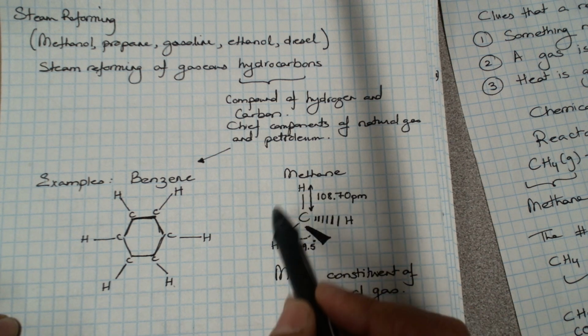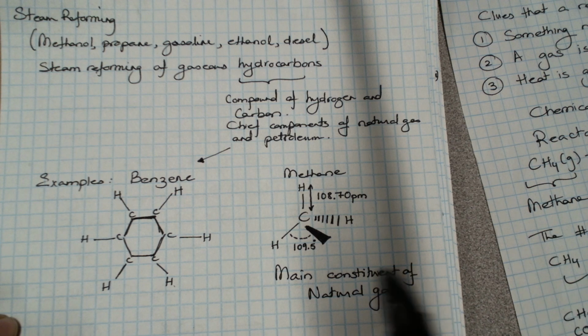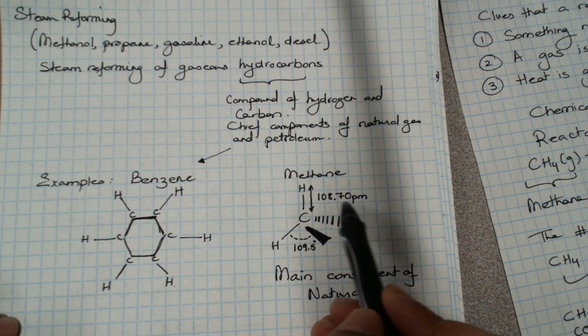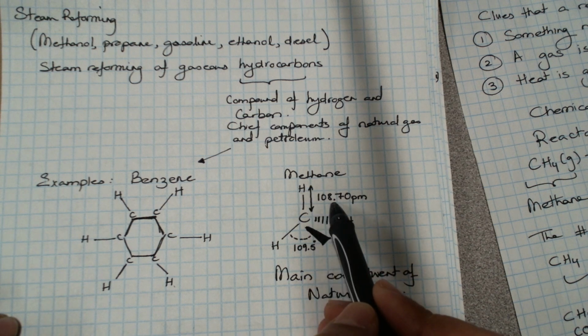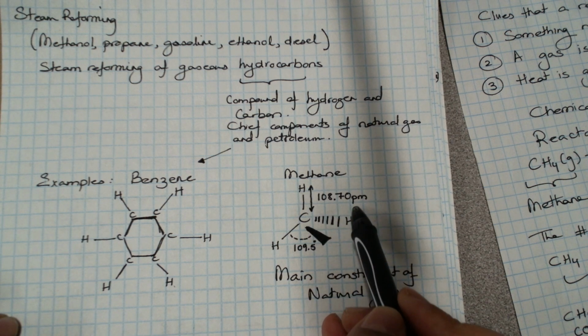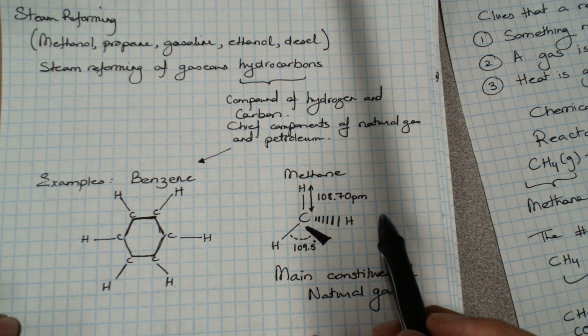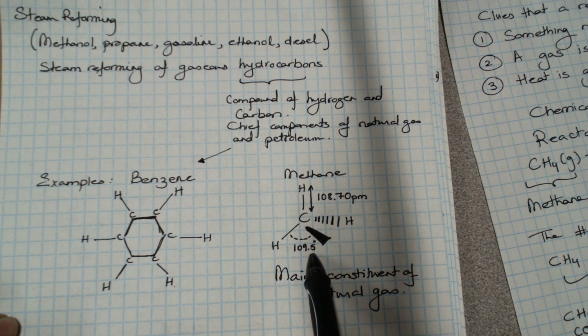So this is a 3D diagram, or as best as one can do when you're showing compounds. This is just showing you the length, 108.7 picometers, and you can look up how much a picometer is compared to a centimeter or a meter. And this is showing you the angle, 109.5 degrees between the bonds.